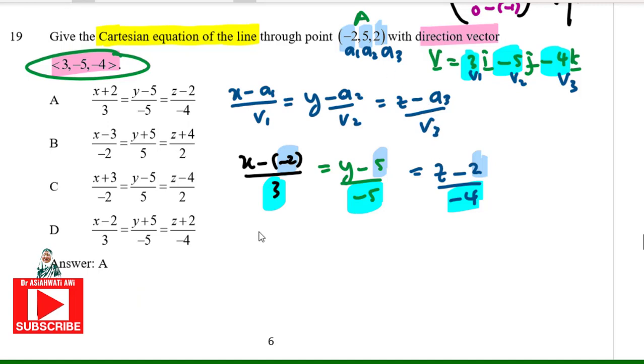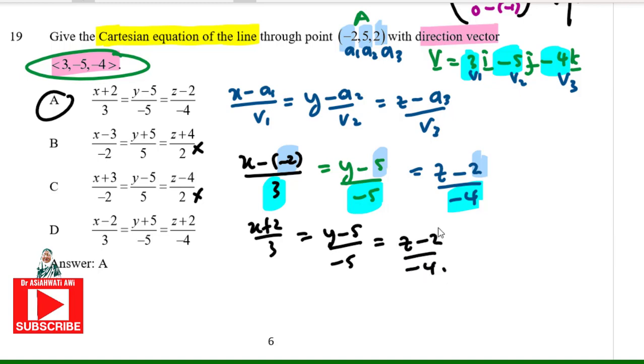The next is to simplify: x plus 2 over 3. So the answer is A. This is x plus 2, continue: y minus 5 over negative 5 and z minus 2 over negative 4. The answer is A.